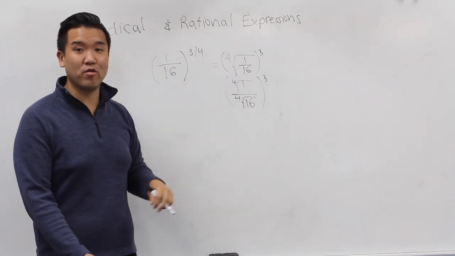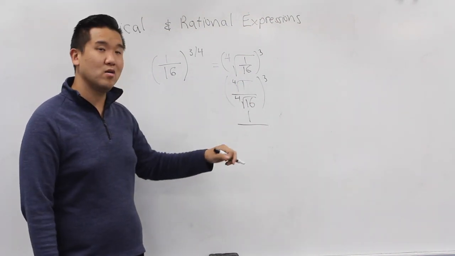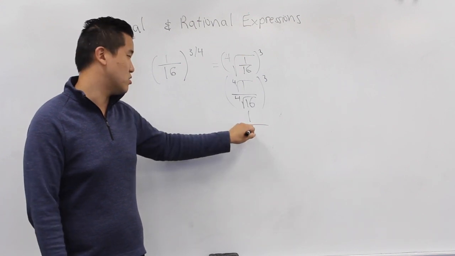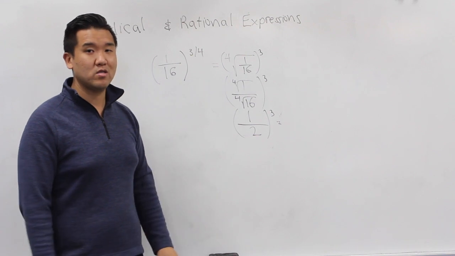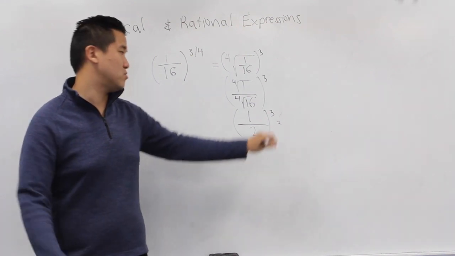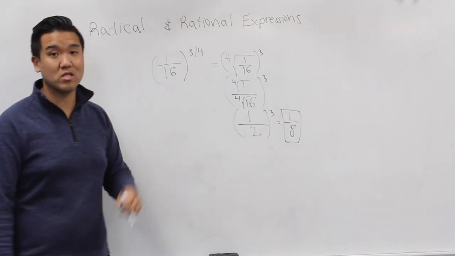So what is the 4th root of 1? That's 1. What is the 4th root of 16? What times what times what times what gives you 16? Which is 2. And then we cube that whole thing. So 1 over 2 times 1/2 times 1/2 is 1/8. That's my answer. This is not an easy problem.